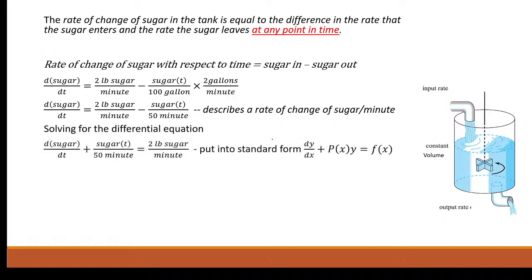So we solve the differential equation, and this puts it into standard form. The rate of change of sugar at time t plus the sugar at time t over 50 is equal to 2 pounds of sugar per minute. You can see this is in standard form, dy over dx plus p of x times y equals a function of x. Here the function of x is 2 pounds of sugar per minute, and 1 over 50 is our p of x.